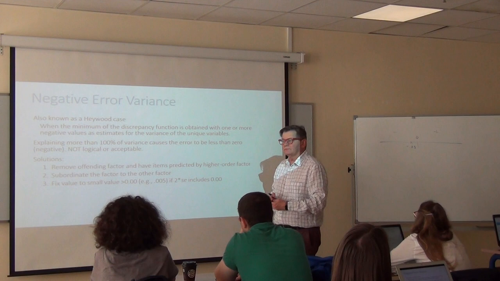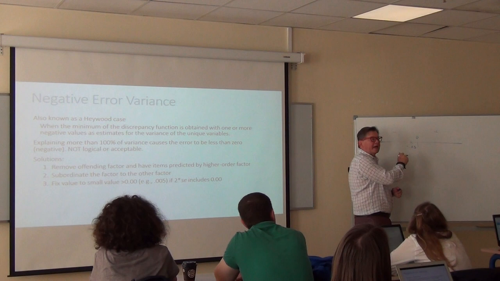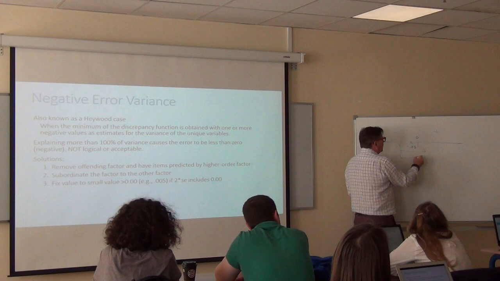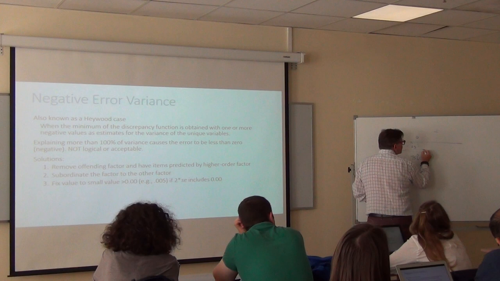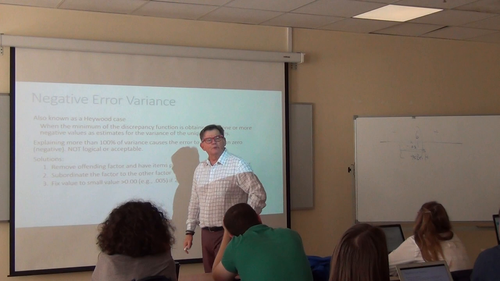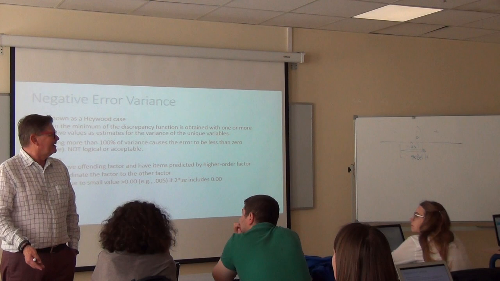What do we do? Well, every point has a confidence interval, right? The low and the high, 95% confidence interval. If the confidence interval goes past zero, what is the true value? Negative or positive? You can't be sure. It could be positive, it could be negative.